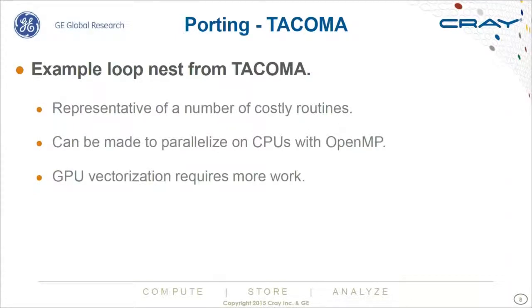So we're going to look at an example loop nest here, and this loop nest is representative of a number of costly loop nests, a number of costly routines. If you look at the profile, tackling this particular shape or style of loop nest can then be applied throughout the code, so you can get a lot of reuse here. This was made to parallelize on the CPUs with OpenMP fairly successfully. And once we jump into that, I think you'll see why that doesn't work so well for the GPUs and what needs to be done to solve that problem.